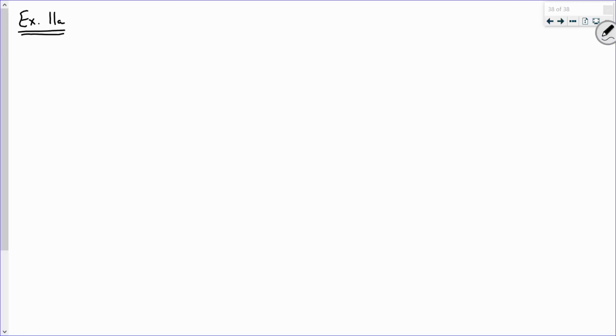Example 11A. Okay, so first off, we're going to need some material values. First off, f'c is 3 ksi, so regardless, we know what beta 1 is, and it is? There we go. Now, fy is 60 ksi.